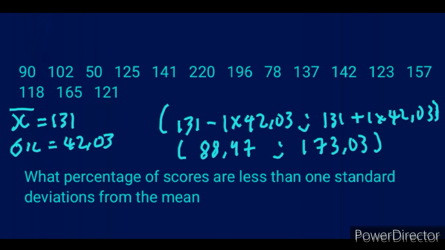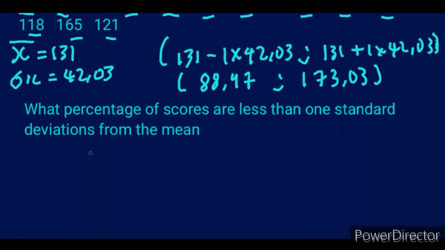Now we're going to check the percentage of scores that are less than. Before we check the percentage, we need to count the number of scores that are less than 1 standard deviation. So we have to find out how many scores are less than 88.97. This one is not less, not less. This one is less. This one is not less, not less, not less, not less, not less. Okay, fine. That one is less. These ones are not less. So notice only 2 scores are less than 88.97. Therefore, the number of scores is 2.